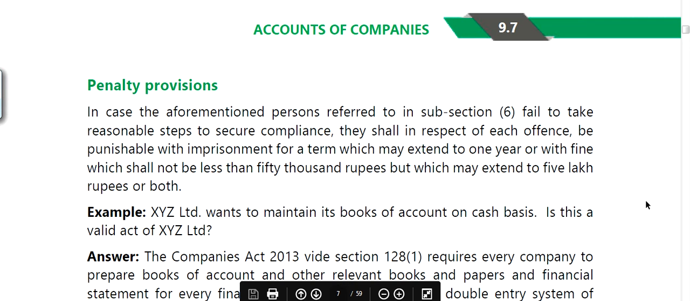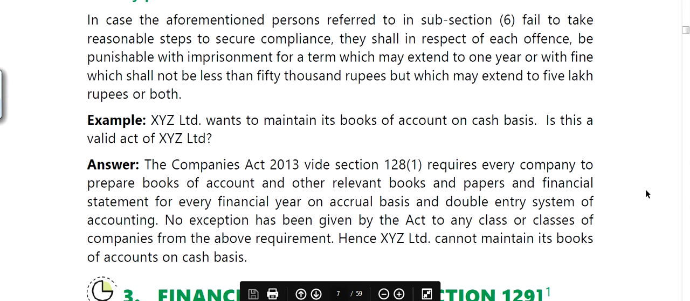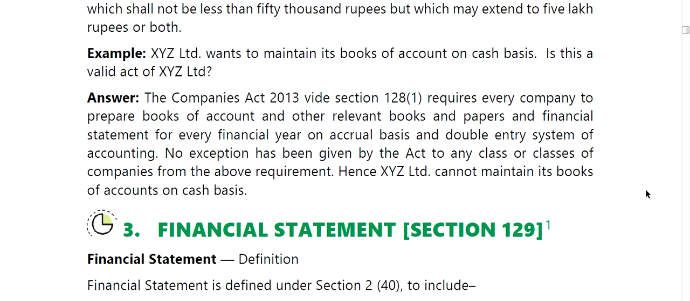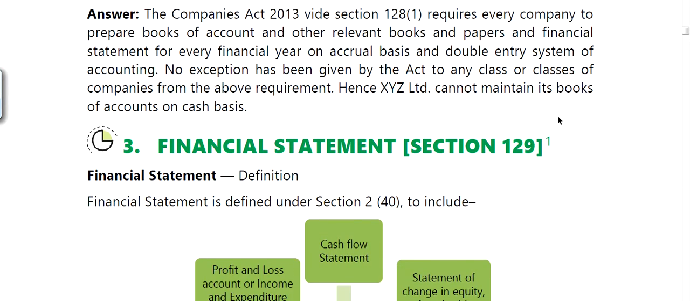Example: XYZ Limited wants to maintain its books of account on cash basis. Is this a valid act of XYZ Limited? No, they cannot. The Companies Act 2013, section 128 subsection 1, requires every company to prepare books of account and other relevant books and papers and financial statements for every financial year on an accrual basis and double entry system of accounting. No exception has been given by the Act to any class or classes of companies from the above requirement. Hence, XYZ Limited cannot maintain its books of accounts on cash basis. They have to follow accrual basis.